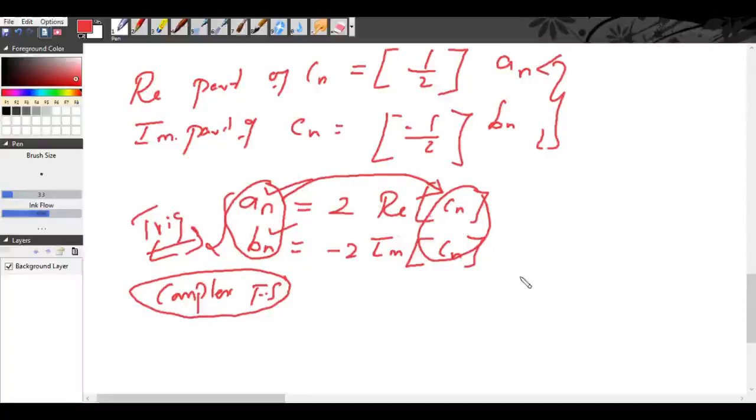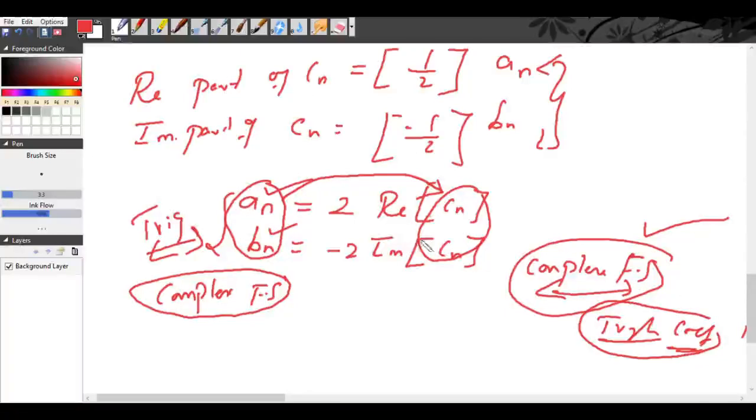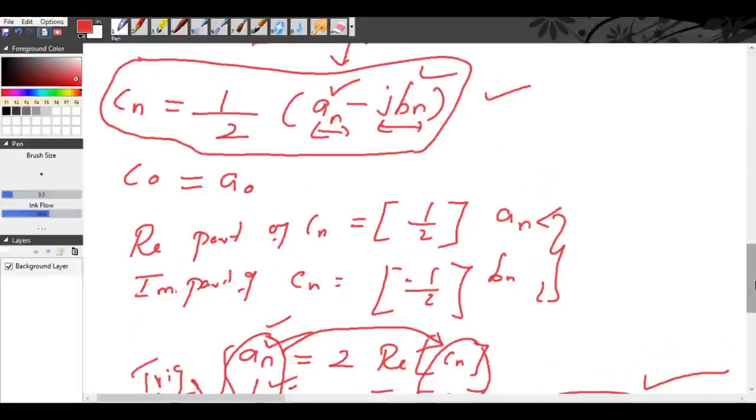Sometimes they give you the complex Fourier series in the exam, and they may ask you to find the trigonometrical coefficients, a and b. Do you understand? Either way both are related. I just want you to think about this and find an understanding, because they have every reason to ask a question on this in a twisted way.